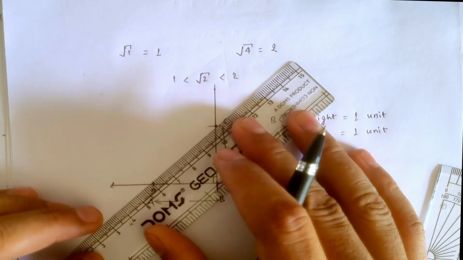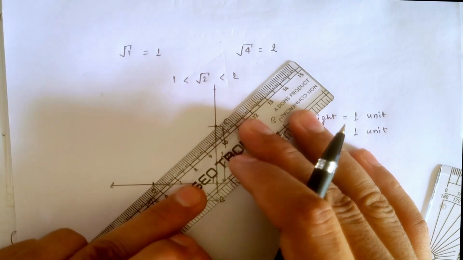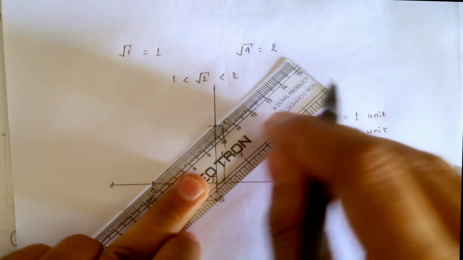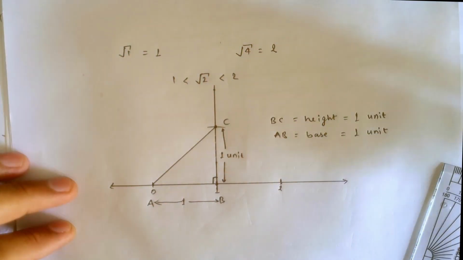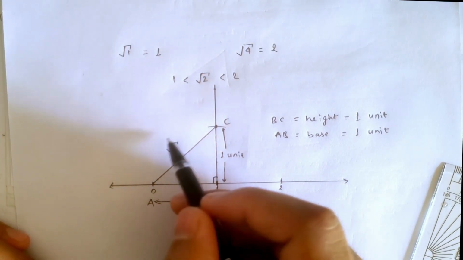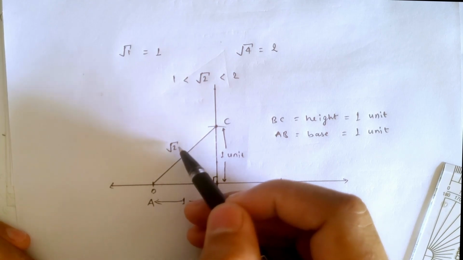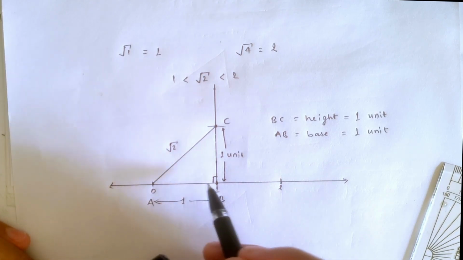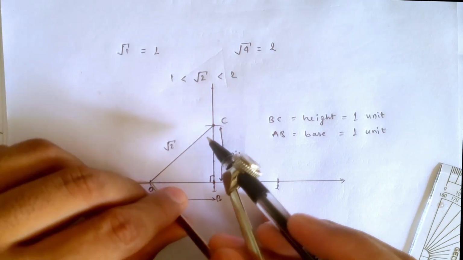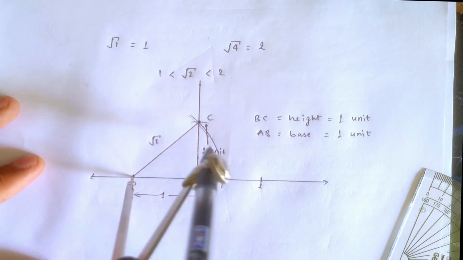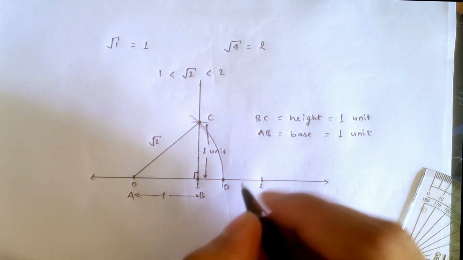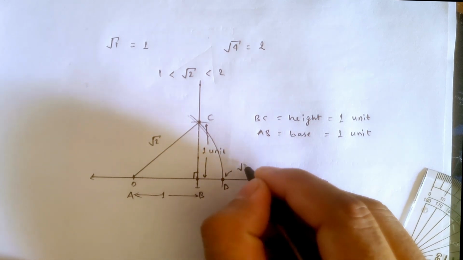Now we join point A and C, and this is our hypotenuse of length square root 2. So here we have our length square root 2, and we have to mark this length on this number line. To do that, we measure this length and we mark root 2 on the number line. So this point D is representing our square root 2.